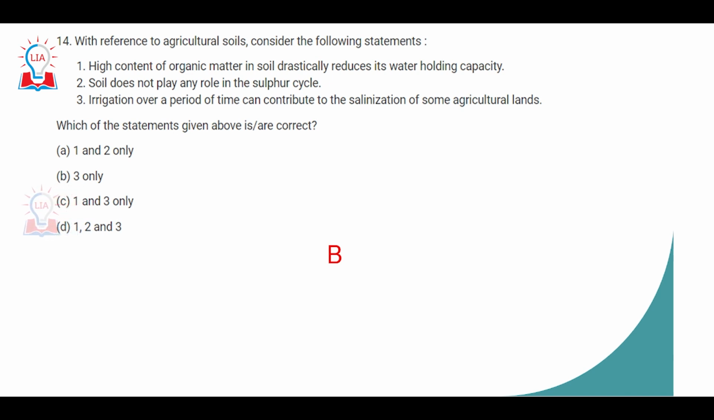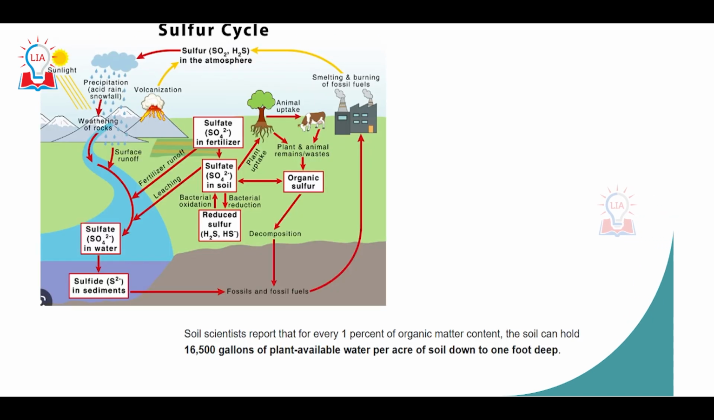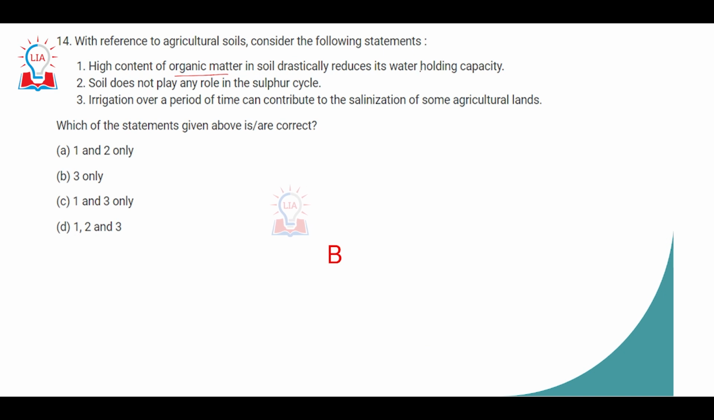Similarly, if you look at the last question that was asked, with reference to agricultural soil: consider the following statements. The high content of organic matter in the soil drastically reduces its water holding capacity. This is an incorrect statement, because soil scientists have reported that for every 1% increase in organic matter content, the soil can hold 16,500 gallons of plant available water per acre of soil down to 1 foot deep. So any small change in organic matter can have huge implications, as it increases the water holding capacity of the soil. So drastic reduction is obviously incorrect.